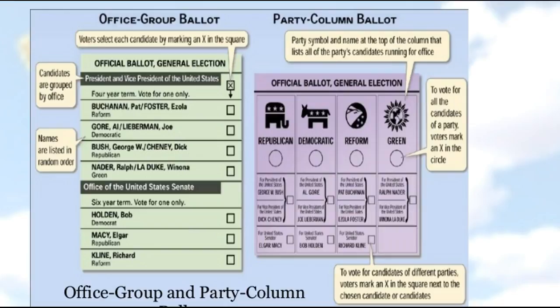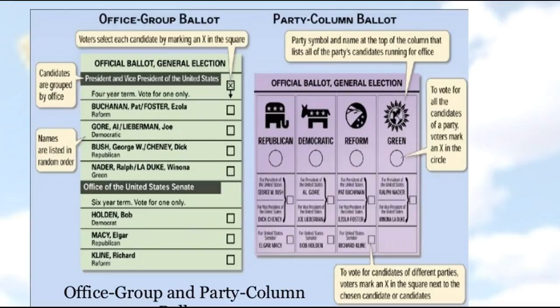The party column ballot. The party column ballot is also known as the Indiana ballot from its early 1889 use in that state. It lists each party's candidates in a column under the party's name. Often there is a place at the top of the column where, with a single X, the voter can vote for all that party's candidates.